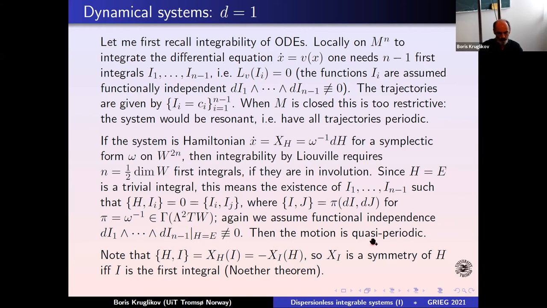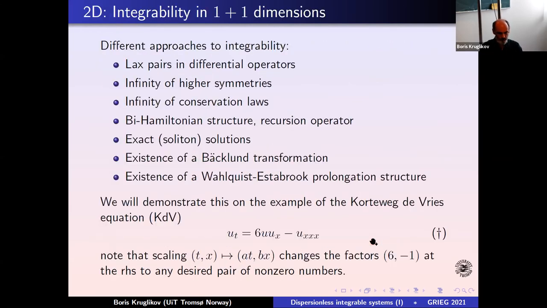Okay. When we start discussing PDEs, there are different approaches to integrability. I start with the two-dimensional situation, or, as some physicists say, one plus one dimension, where they would like to specify time separately. So one plus k means k spatial variables and one time variable. That's not very important for us.